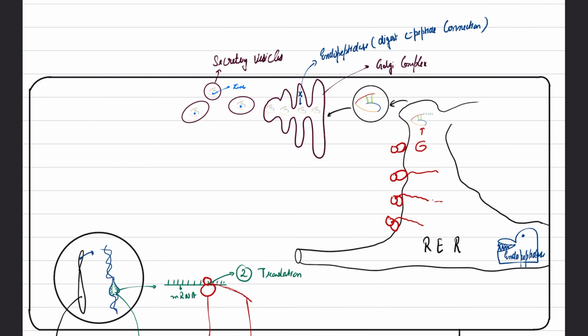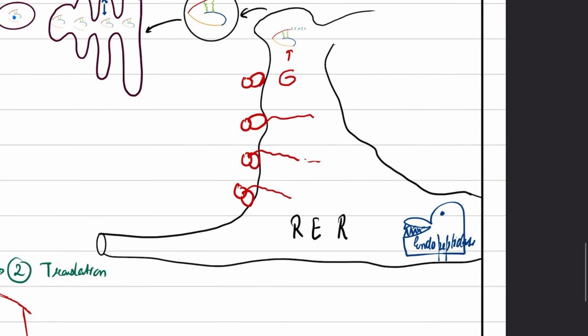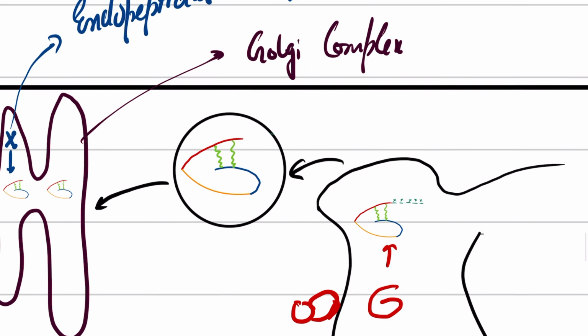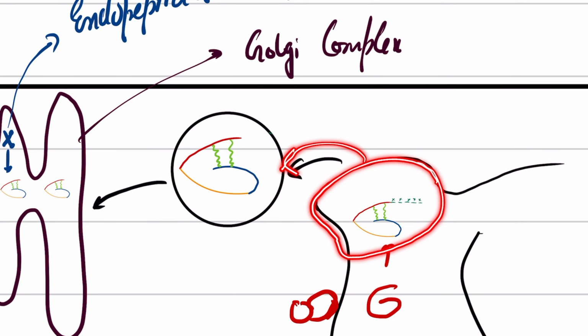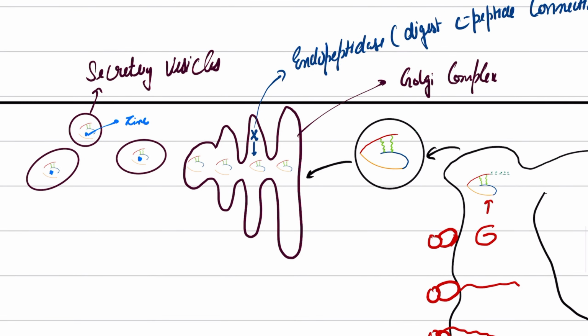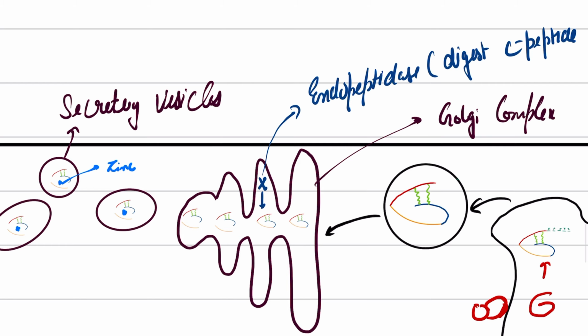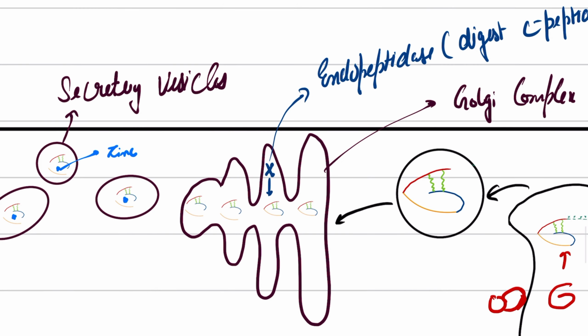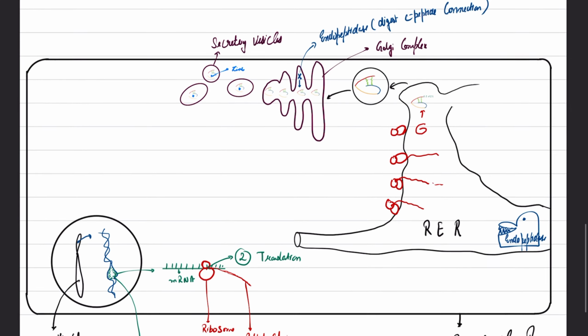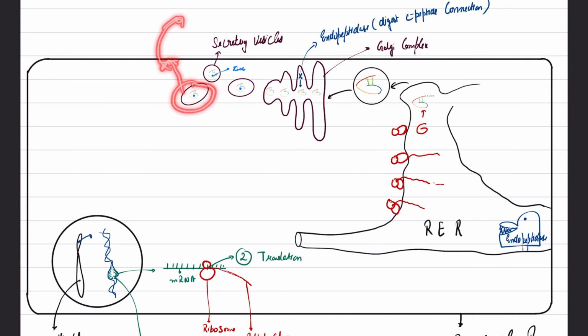Now further translation is done in the rough endoplasmic reticulum itself, and pre-proinsulin is formed, and this endopeptidase enzyme will act on this pre-proinsulin and make it proinsulin. This proinsulin will bud out, and this bud will fuse with the Golgi apparatus, and the endopeptidase present in the Golgi apparatus will digest the C peptide connection, and insulin or biologically active insulin is formed, which will bud out as secretory vesicles in association with zinc.